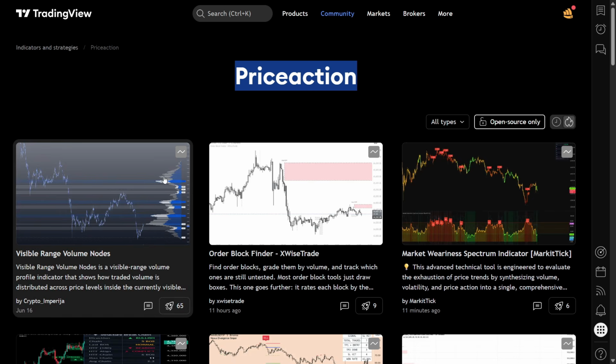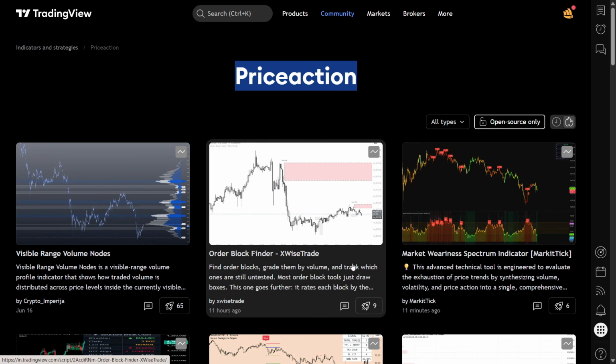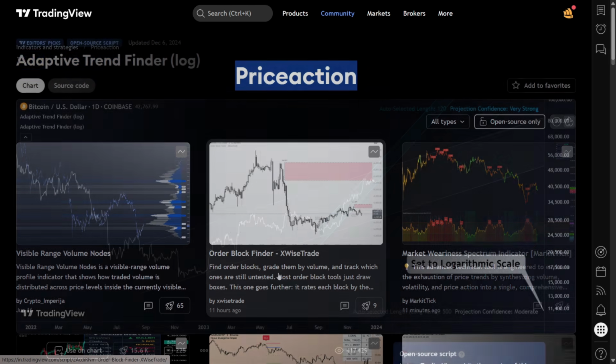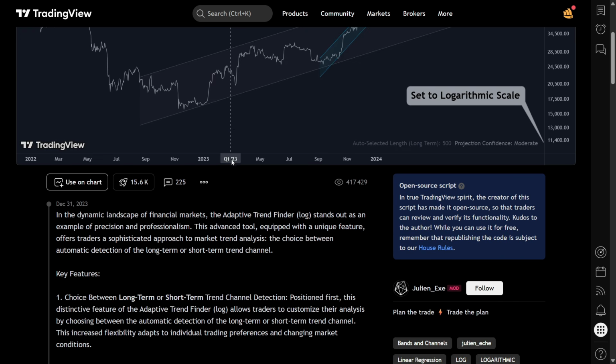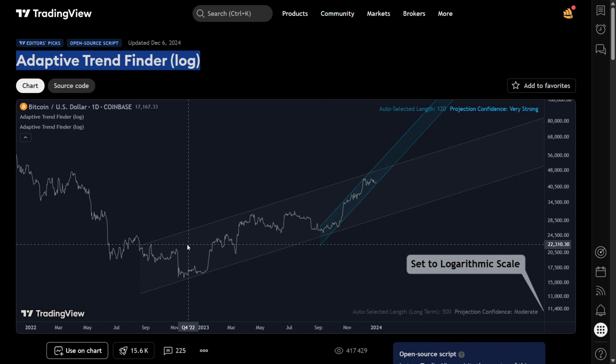Now let's go to price action indicators. These are the tools that help you read market structure, channels, levels, and the kind of things traders usually mark manually. The first one is Adaptive Trend Finder by Julian Exe. This indicator automatically detects the market trend and then draws the trend channel that best fits that move.